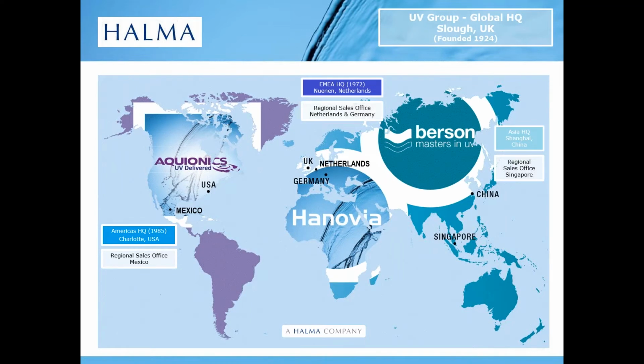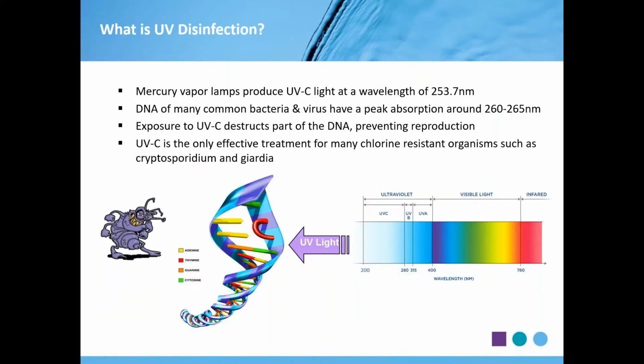The HALMA UV group consists of 3 different UV brands, which you may or may not have heard of. We have Aquionics, Hanovia, and Berson that all make part of that UV group that gives us coverage around the world, with our US head office for the Americas based in Charlotte, and our global headquarters based just outside of London in the UK.